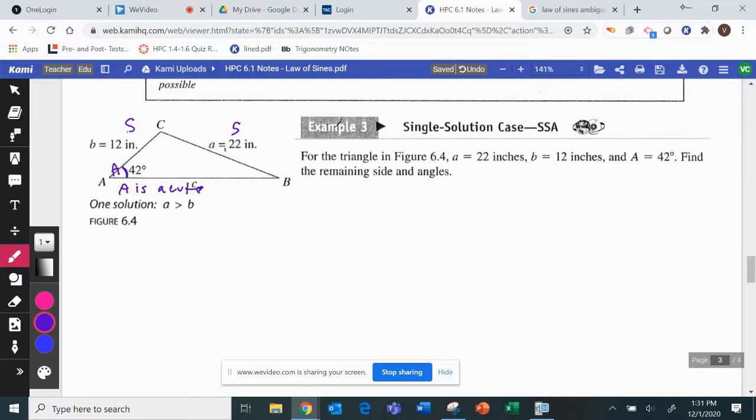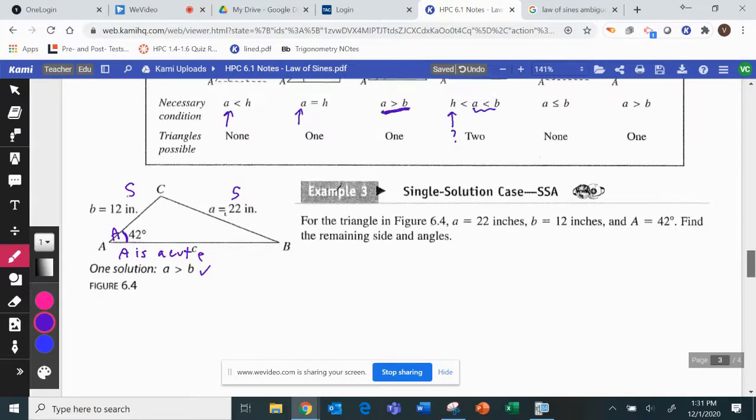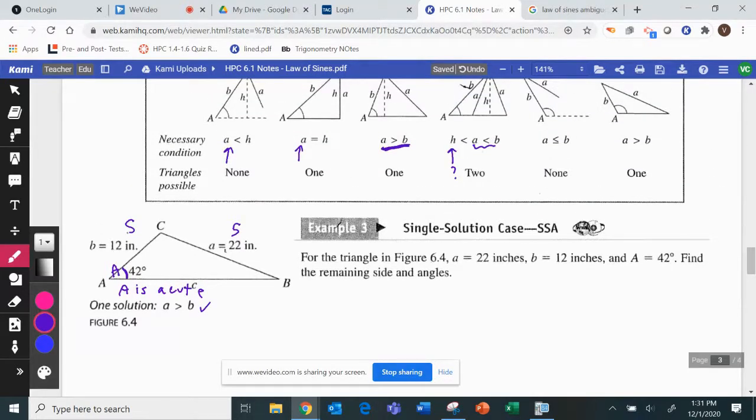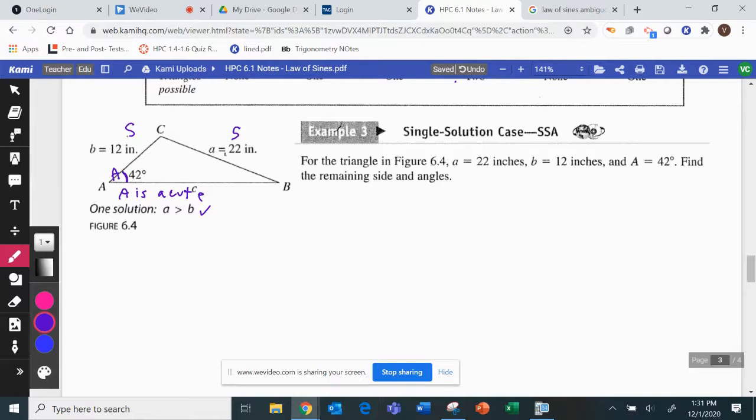Then I'm going to look at side A and B, and we determine that A is greater than B, and they wrote that right here. A is greater than B. So if A is greater than B, out of the 4 acute scenarios, one of them already says A is greater than B. So we have 1 triangle. We just proceed on with law of sines the way we normally would.